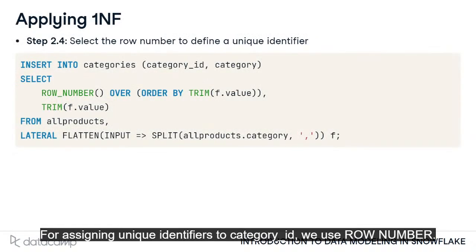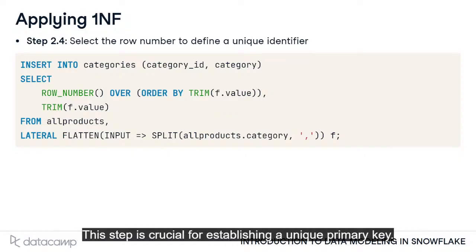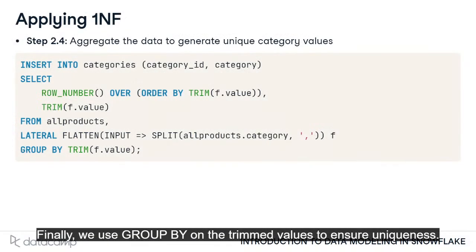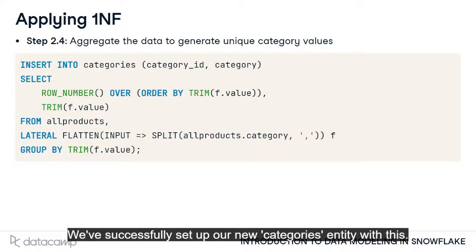For assigning unique identifiers to category ID, we use ROW_NUMBER. This function assigns a sequential number to each trimmed value. This step is crucial for establishing a unique primary key. Finally, we use GROUP BY on the trimmed values to ensure uniqueness. We have successfully set up our new categories entity with this.